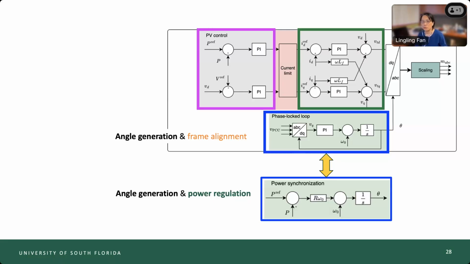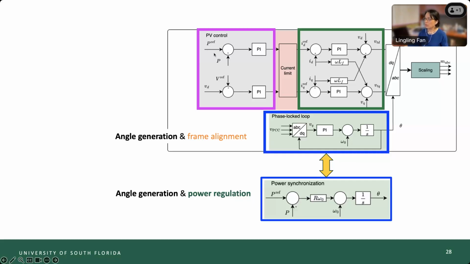PLL helps us to generate an angle for synchronization. But on the other hand, it is also doing another job called frame alignment. Align your synchronous frame, DQ frame, with the PCC bus voltage, with the voltage that you measured. Right? So in the next one, when we replace it with a power control, it's generated angle, good, same theta. It is also doing power regulation, but there's no frame alignment. So the power regulation is here.